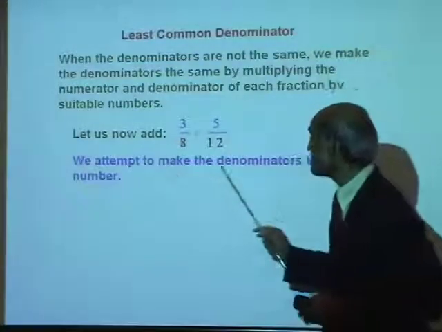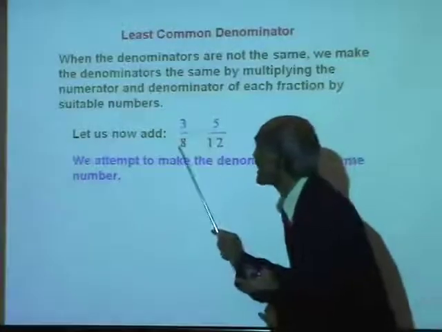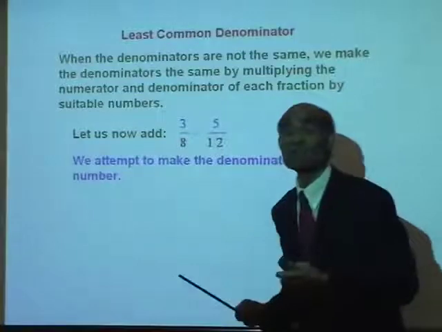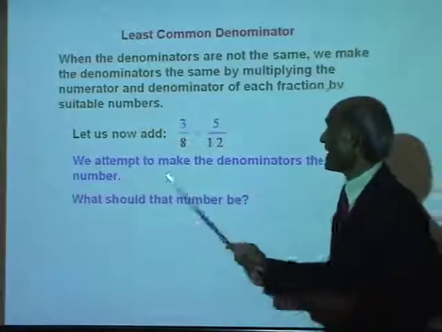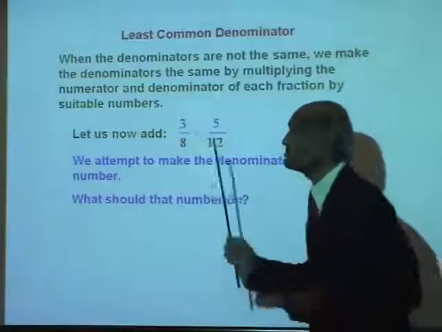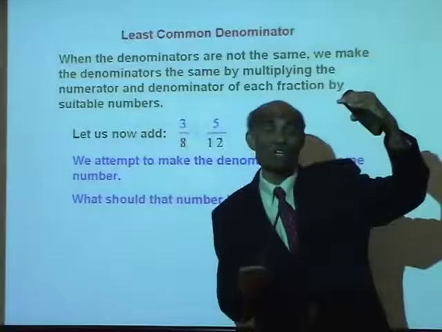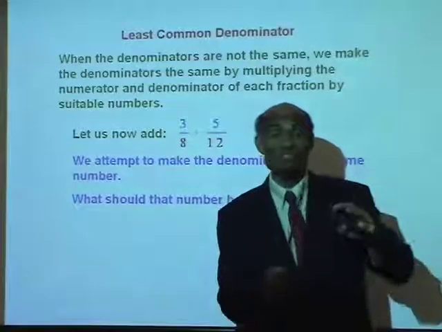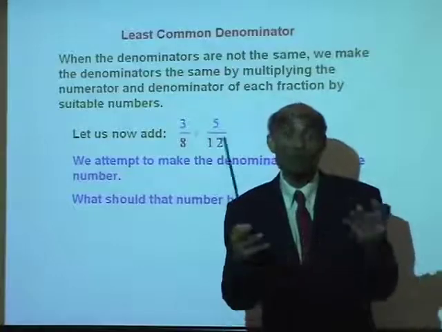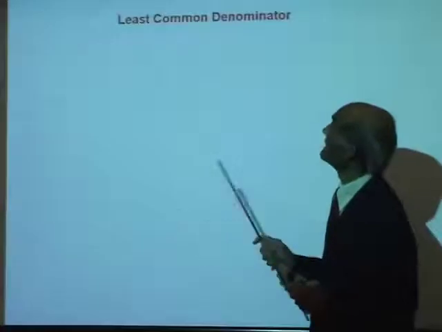Well, we attempt to make the denominators the same number. We need to get the same number for both denominators. Then we can add these quickly. Now, what should be that number? You know that multiplying a fraction on the numerator and on the denominator by the same number will not make any difference. So we need to find that number in here.